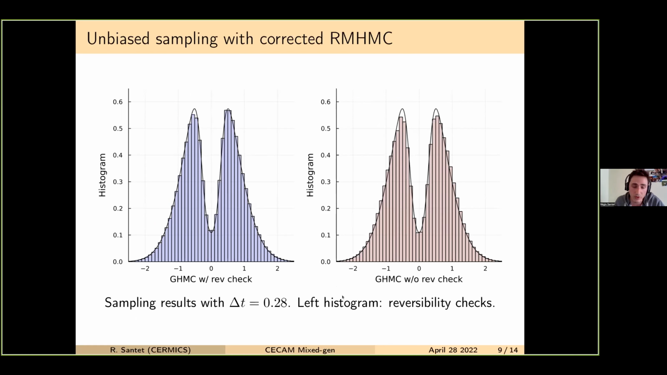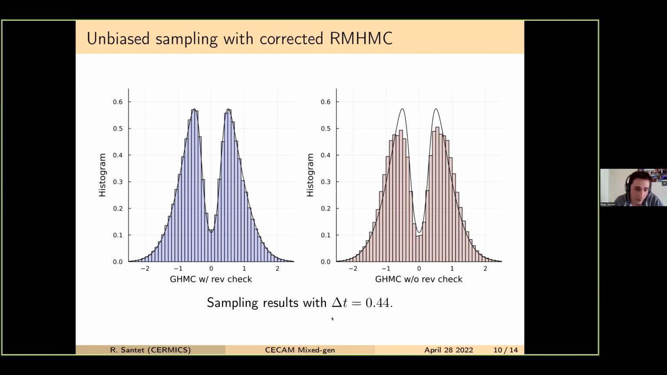So this is the result for the same double well potential that I had before. On the left, it's a sampling using our adaptive algorithm where I need to integrate twice per time step, in a way, so that I can check for numerical reversibility. And this on the right is without those checks that I've just shown you. For small time steps, you do not see any difference really. But as we increase the time steps, you see that on the right, a lot of bias is appearing, whereas on the left, we still have an unbiased sampling of our Boltzmann-Gibbs measure.